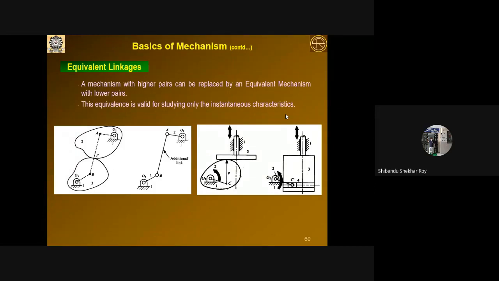First of all, it is not valid for dynamic analysis, because dynamics depends on the mass property and inertia property. Only instantaneous kinematic characteristics, for a particular time instant, for a complete cycle, any time instant, if you would like to do the kinematic analysis, then this equivalence will work. But it will not work when you would like to do the kinetic analysis. Clear? Okay, sir. Thank you, sir.